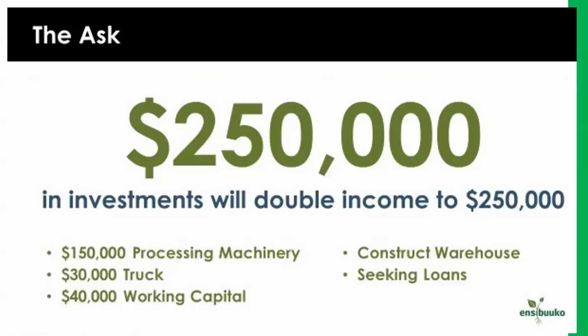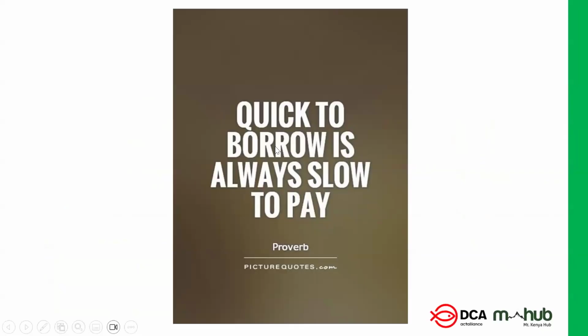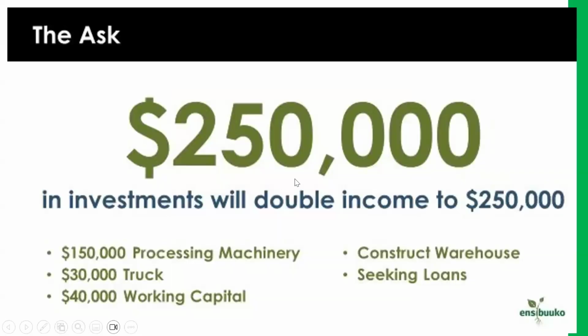This is another one, and I think when we were doing the pitch, you remember there was this. So let's see, is there a comment? Okay. So this is another way that you could do it. Your ask is 250 in investment, which will double income to that. And then you list what you need to buy and how much. Yeah, so those are the different ways.